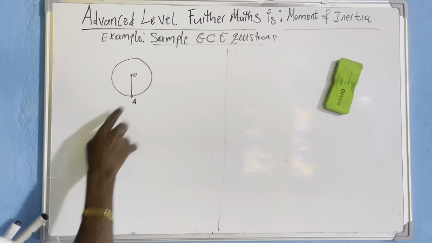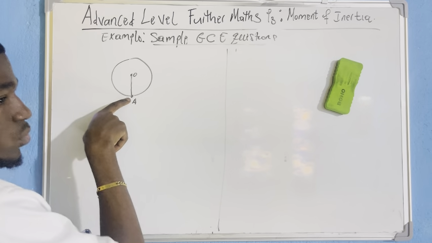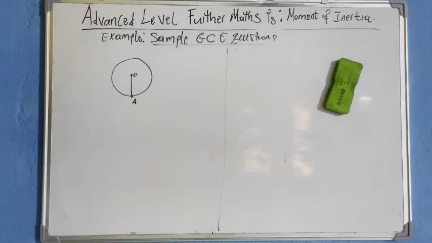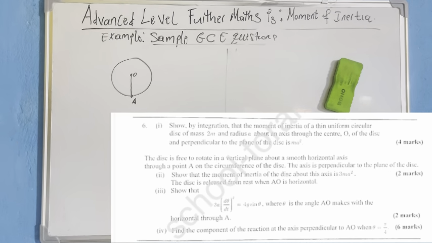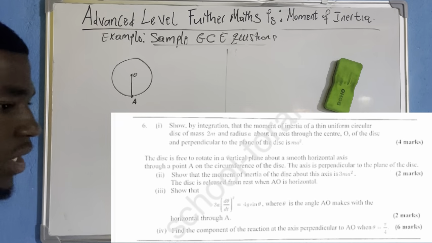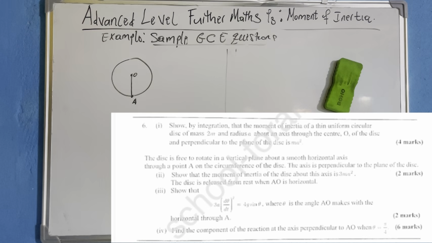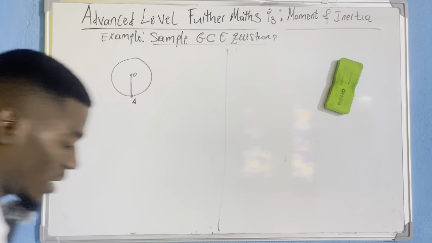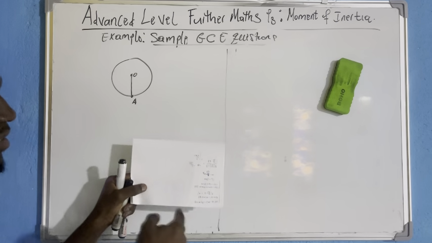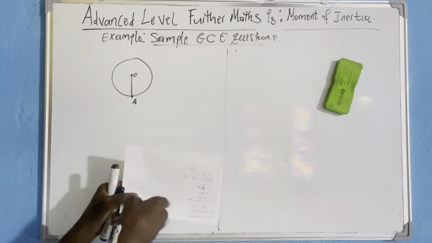So the disc is free to rotate about an axis passing through A. So you should understand it. Now, it's free to rotate through a point A on the circumference of the disc. Okay, this axis is perpendicular to the plane of the disc. It means that what? When we say that the axis is perpendicular to the plane of the disc, you can take it like having a paper like this. The axis is entering like this, perpendicular. So the axis is like this.